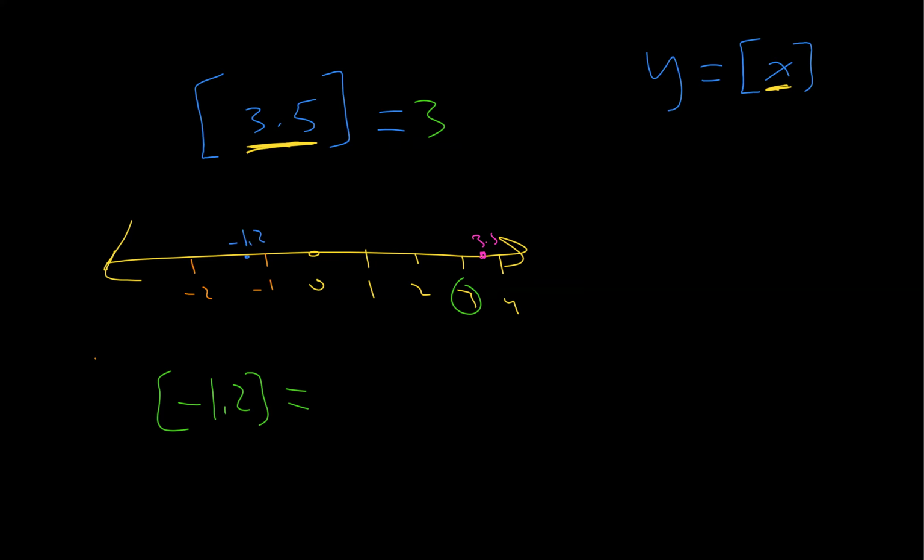Negative 1.2. Now, when I take its integer, I take the integer number that is on the left of it. What is the left of this number? As you see, the left number is -2, which is an integer. So that means we take here the greatest integer that is less than or equal to the number given. And I hope that is clear.